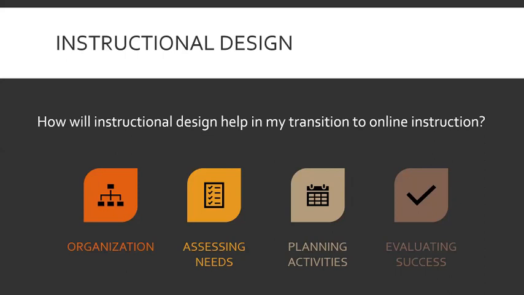Finally, instructional design processes allow instructors to evaluate the success of their efforts by helping to plan assessment activities. These could be formal or informal assessments. Formal assessments could include tests or quizzes, which can also be administered online. Informal writing assignments and online discussions may also be leveraged as part of this process.